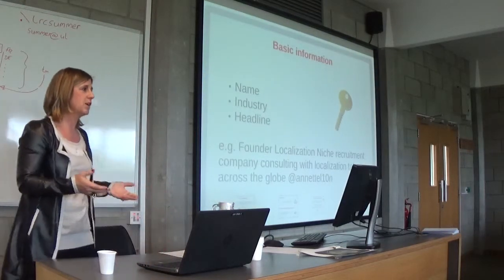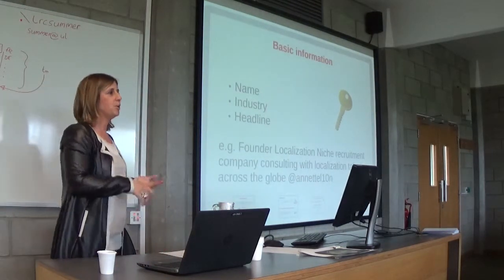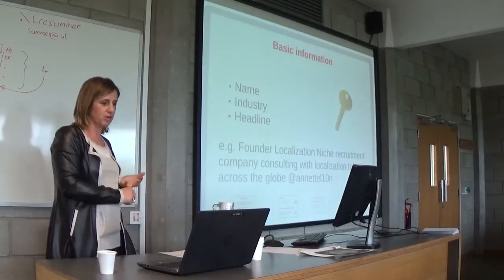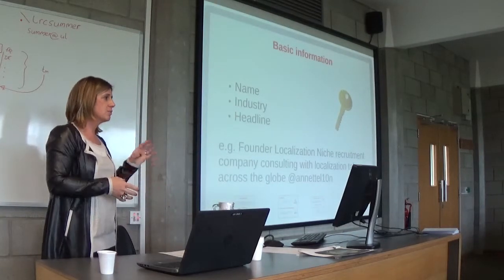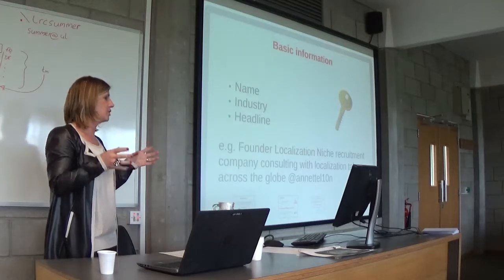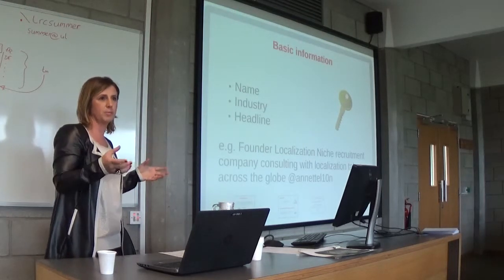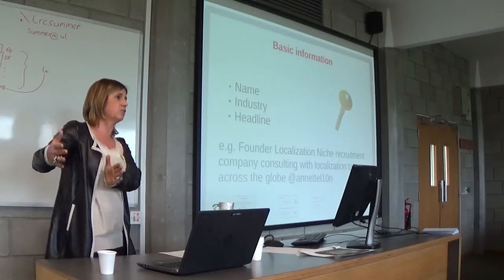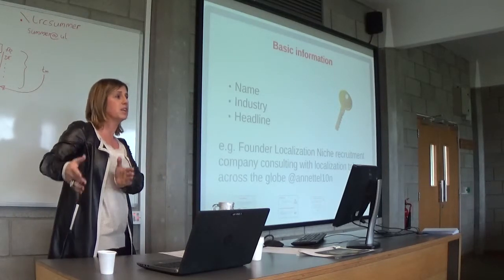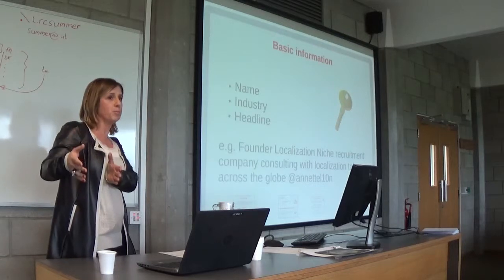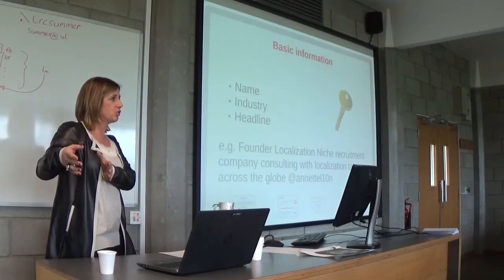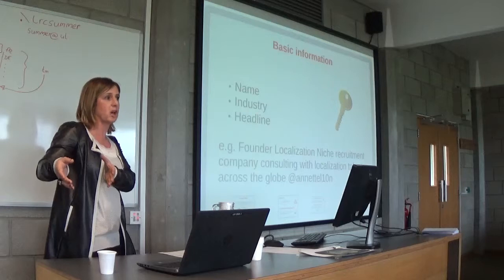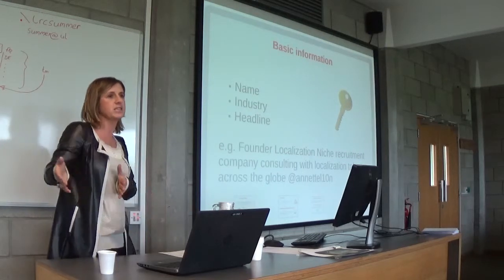So basic information, it might seem really obvious, but you need to have your industry in there. You need to have your name in there and your headline. Your headline is the piece of information that goes beside your picture whenever you post something. If somebody's viewed somebody in the industry, there's a section down the right-hand side that says people also viewed, and that's where your headline comes in. If you don't put a headline in, it defaults to your latest job. So that's already on the profile. You don't need to say it twice.